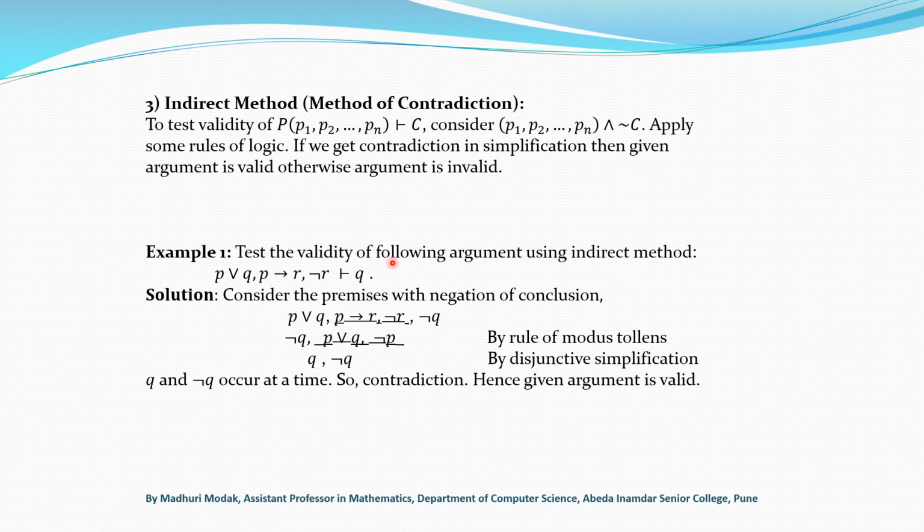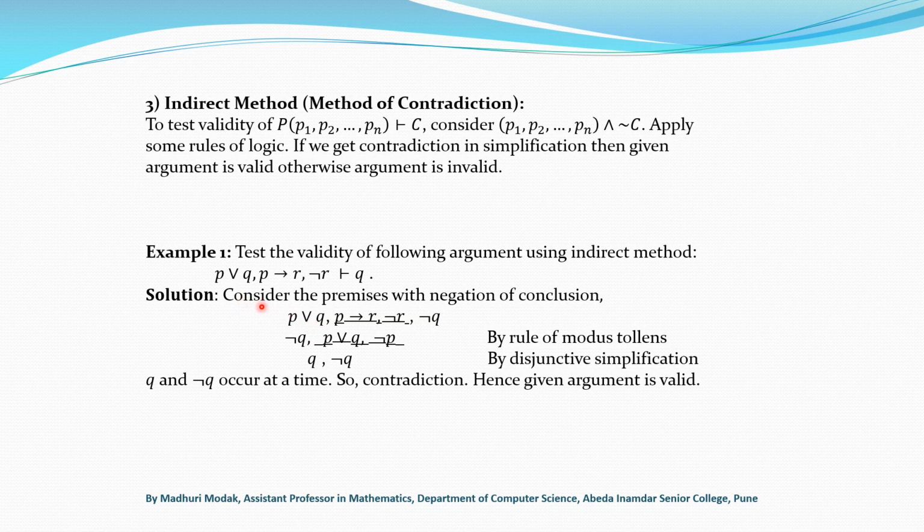Now see the first example. Test the validity by using the indirect method: P or Q, P implies R, negation R yields Q. Here we start with all the hypotheses or premises together with the negation of the conclusion. Q is the conclusion, so we start with negation Q and all hypotheses.